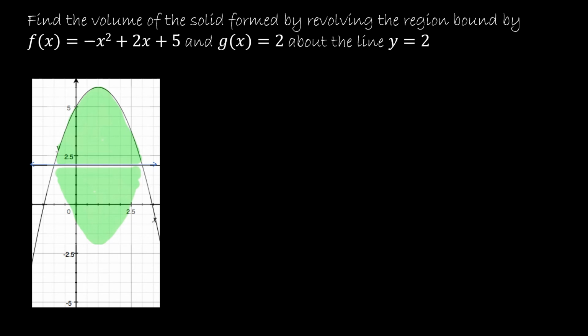So here I have the function f of x, the one on the top, which is negative x squared plus 2x plus 5, and then g of x is this line, which also happens to be the axis of revolution. Y equals 2, g of x equals 2, same line. So that's going to be key, because when we get to the washer method, those two things are not going to be the same. So here I'm now trying to find the volume of the area that I've shaded in green. And again, it's a 2D picture representing a 3D object.